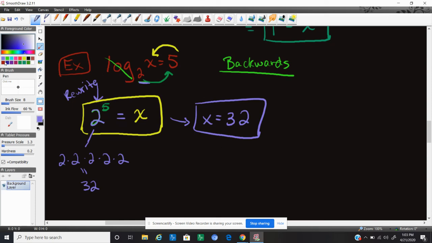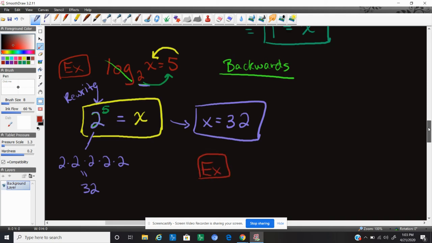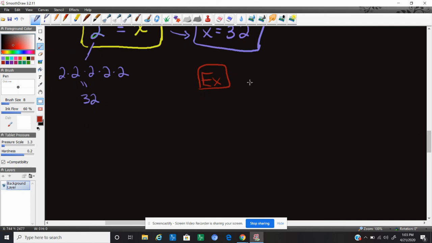If you'd like here, I'm going to give you one more example just to see if you can rewrite it. Okay, so let me scroll down a little bit. And I'm not going to go too much into detail on this one. Let's say you have log base 3 of x is equal to 2. Go ahead and try to rewrite it first. So pause the video here so you can try it.